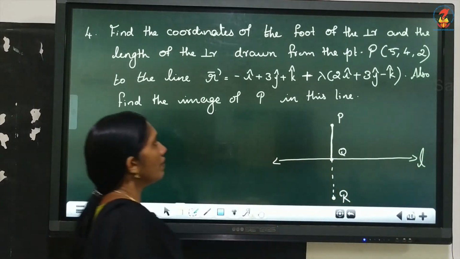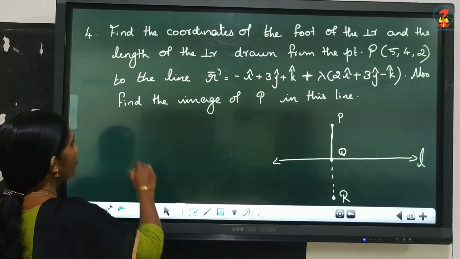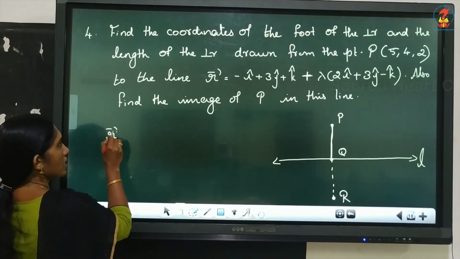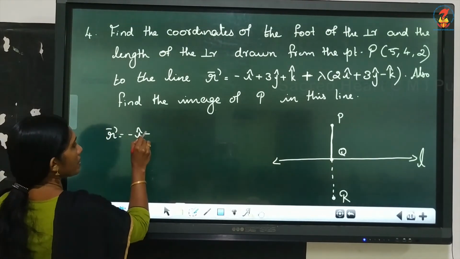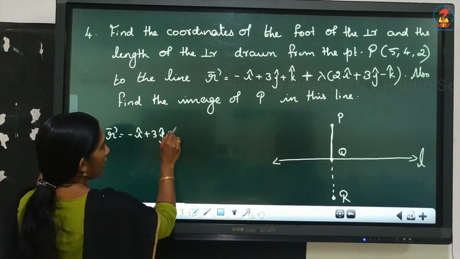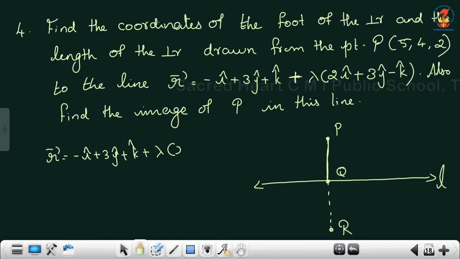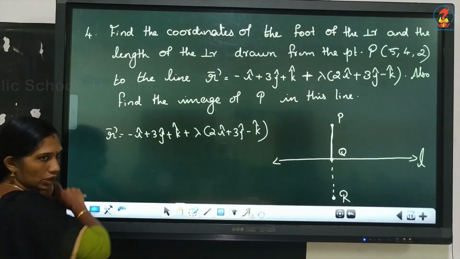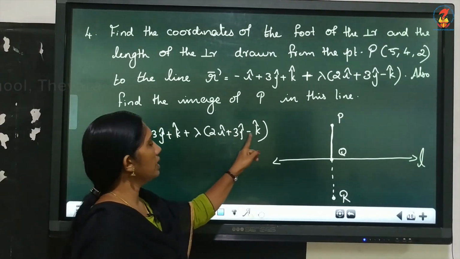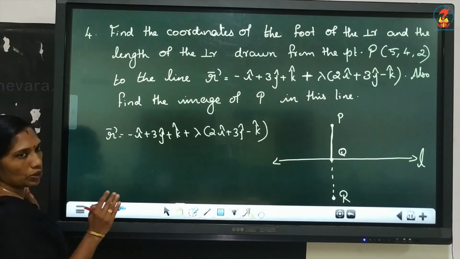Okay, we have to convert to Cartesian form. So vector r is equal to minus i cap plus 3j cap plus k cap plus lambda into (2i cap plus 3j cap minus k cap). This is the given line. When we convert to Cartesian form, r is xi plus yj plus zk. Take the first bracket, this part, to the left side, then divide by these numbers, then put equal to lambda.